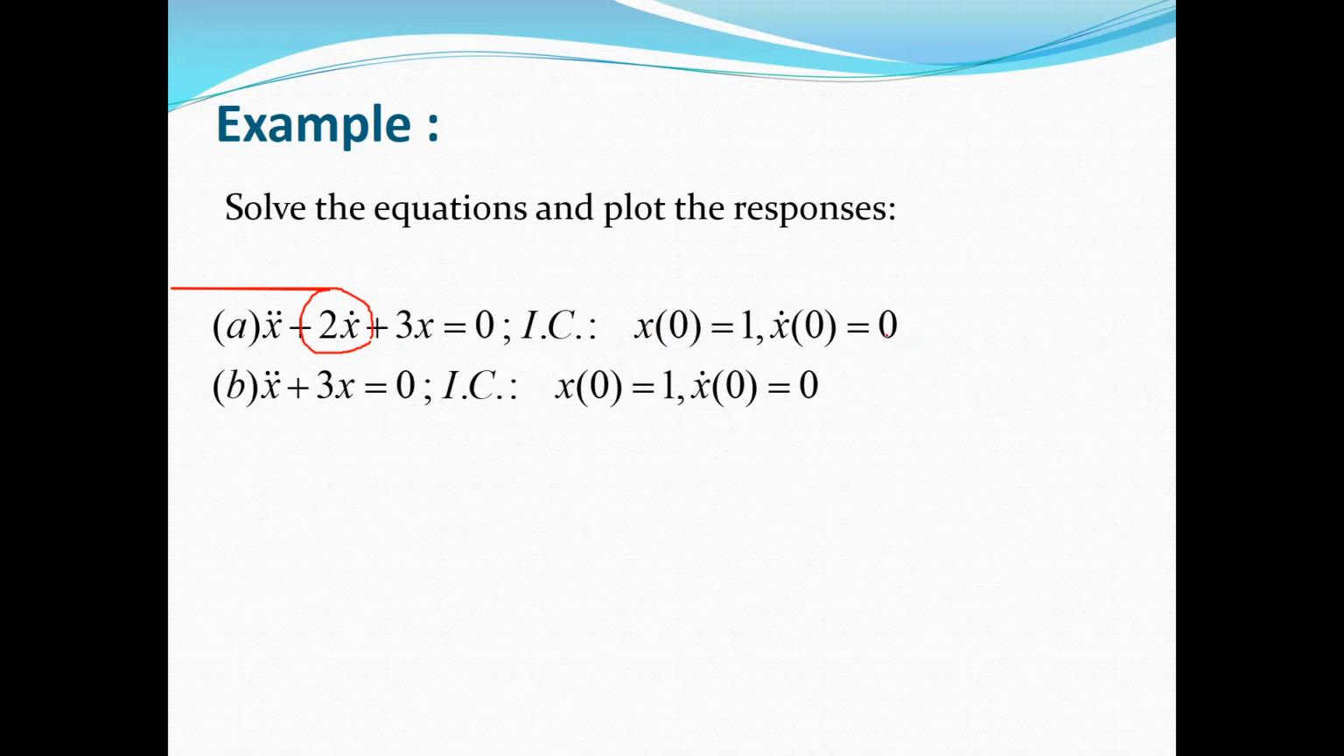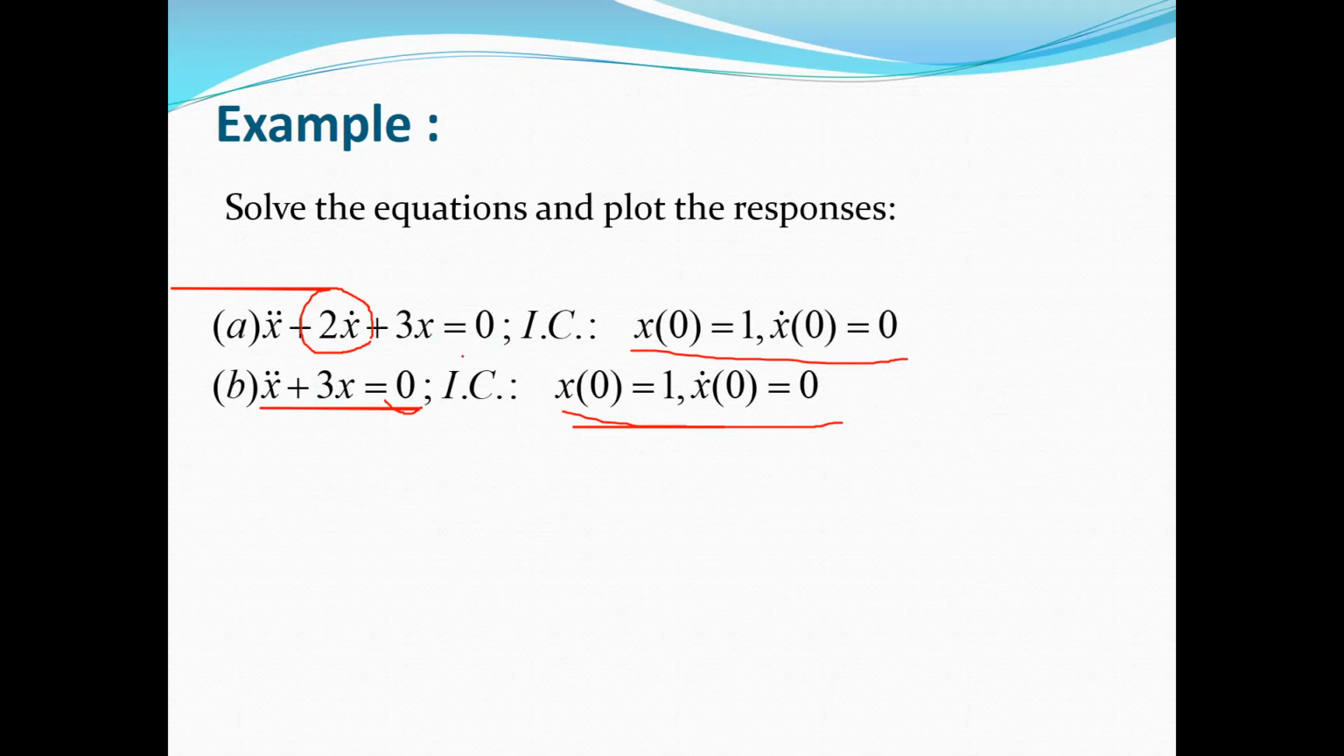In the first and second equations, in both of them, the initial conditions are the same. We have x at t equal to 0 is equal to 1, and x dot at t equal to 0 is 0, or the velocity at t equal to 0 is 0. But in the first case, we have 2 times x dot, but in the second equation, there is no damping. And also both equations are homogeneous.